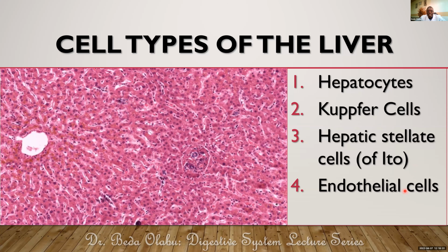We have endothelial cells, which line the capillaries within the liver. These gaps you're seeing here are actually capillaries. We call them sinusoids. Endothelial cells line the liver sinusoids. And lastly, we have the cholangiocytes. The cholangiocytes are the epithelial cells that line the bile ductules, which are within the portal triads. So cholangiocytes will line the bile ductules. These are the cell types of the liver.